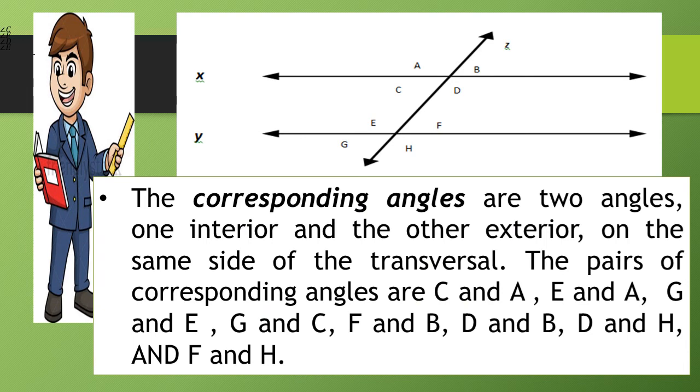We have also the corresponding angles, which are two angles, one interior and the other exterior, on the same side of the transversal. The pairs of corresponding angles are C and A, E and A, G and E, G and C, F and B, D and B, D and H, and F and H. Which means corresponding angles consist of two angles, where the first angle must be an interior angle and the second angle must be an exterior angle.